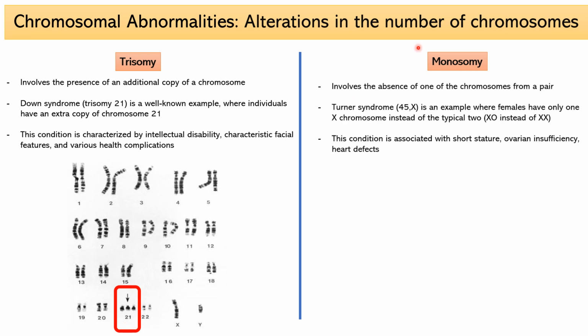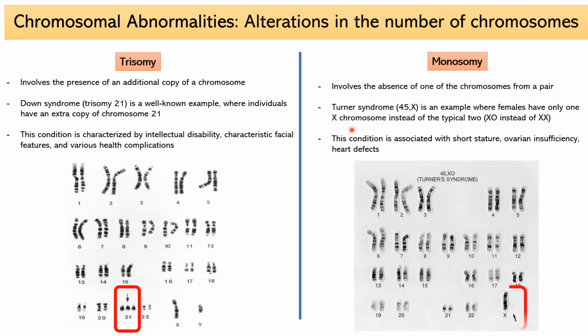The second type is monosomy. Monosomy, in contrast to trisomy, involves the absence of one of the chromosome pairs. A known example for that is Turner syndrome, which affects females. As we know now, females have 2 copies of the X chromosome. However, females with Turner syndrome would have only 1 copy of the X chromosome. This will result in different complications like short stature, ovary insufficiency, and also some heart defects.